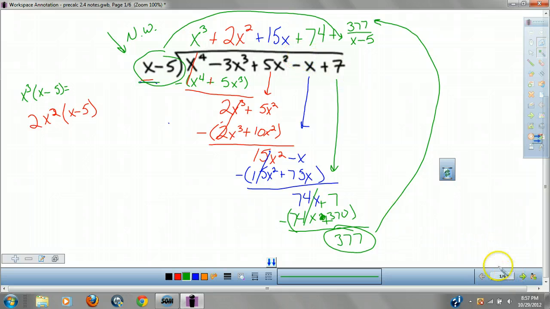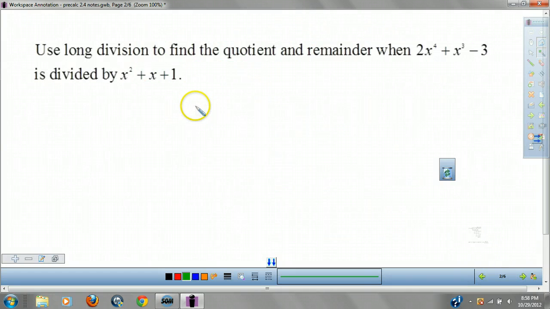Some simple long division. Okay guys, let's do another division problem for fun. This time we're going to divide 2x to the fourth plus x cubed minus 3 by x squared plus x plus 1.